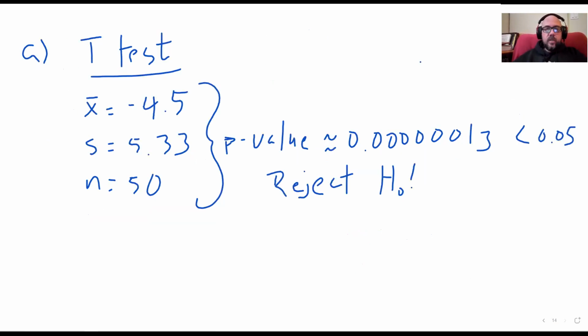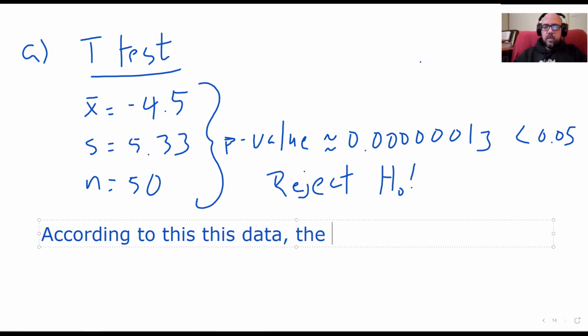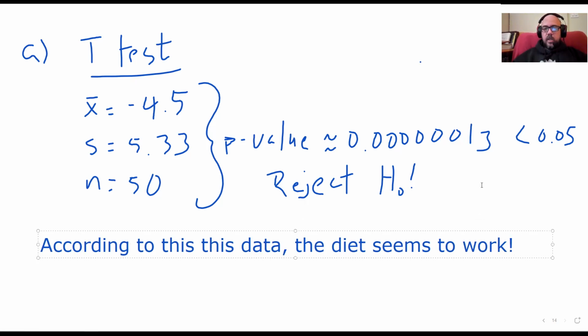So let's write a conclusion with the text function. According to this data, the diet seems to work. Great success. I don't think I need any more than that. So this is the sort of plain English conclusion that anybody could understand. So fantastic, I'm happy with that. And it gets across the idea.